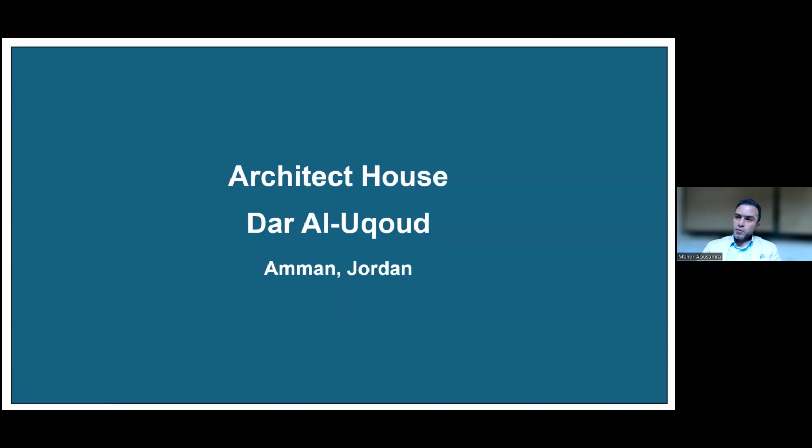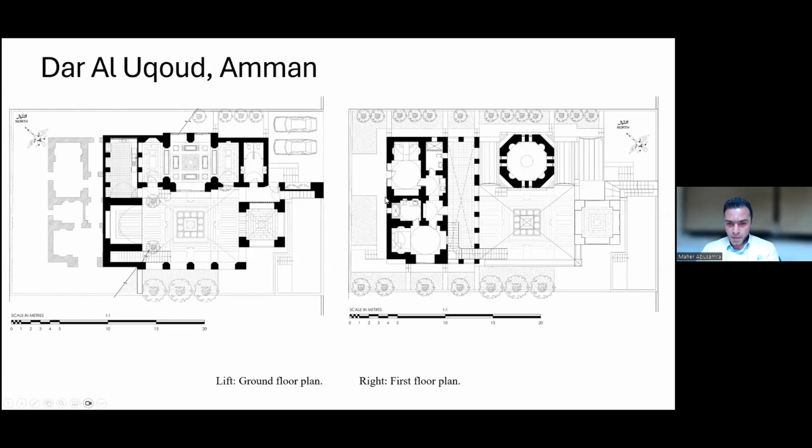So after working with Abdul Wahid Al-Wakil and Hassan Fathi, it affected all of my thinking and converted me to a traditional architect. When I started working here, I went against the reinforced concrete. I'm trying to use the stone, which is the available material in Jordan. And this is the first project.